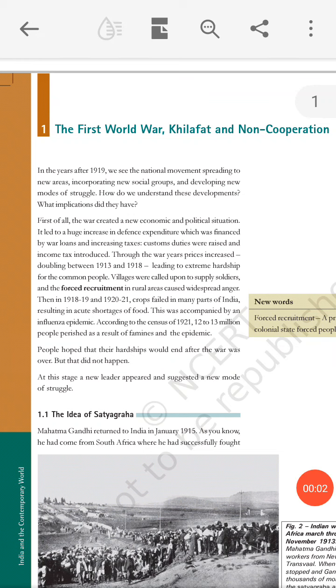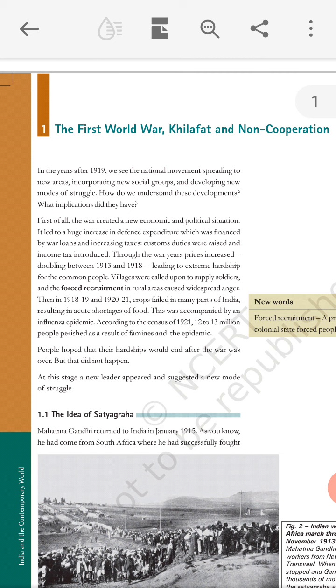Now students, all of you see page number 54. I am reading this paragraph, the First World War, Khilafat and Non-Cooperation Movement. In the years after 1919, 1919 means after the First World War, we see the national movement spreading too. After the First World War, the national movement spread out.